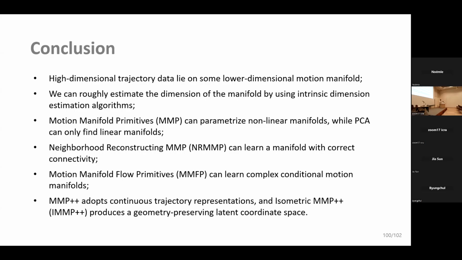And when we want to generate motions conditionally, given inputs such as language commands, we can use motion manifold flow primitives, learning flow models in the latent coordinate space. And these methods can learn complex conditional motion distributions. Lastly, using continuous curve parameterizations leads to additional functionalities such as via-points modulation and dynamic adaptation. But sometimes there is a geometric distortion issue in the latent space. In that case, we can use isometric regularization to find a geometry-preserving latent coordinate space.